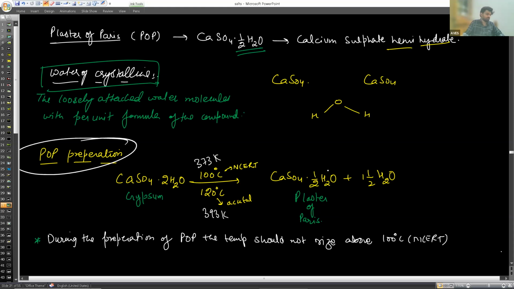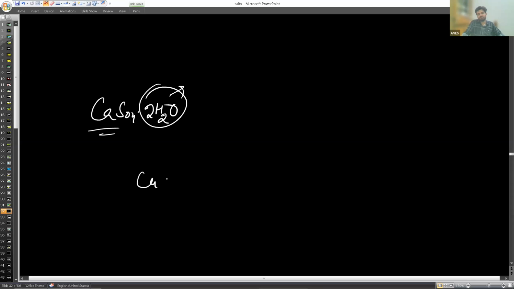Sir, what is the water of crystallization? Water of crystallization is the loosely attached water molecules with some compound. For example, you have calcium sulfate dot 2H2O, so this is the water of crystallization of this one. Like we have copper sulfate dot 5H2O. So we call it loosely attached water molecules.